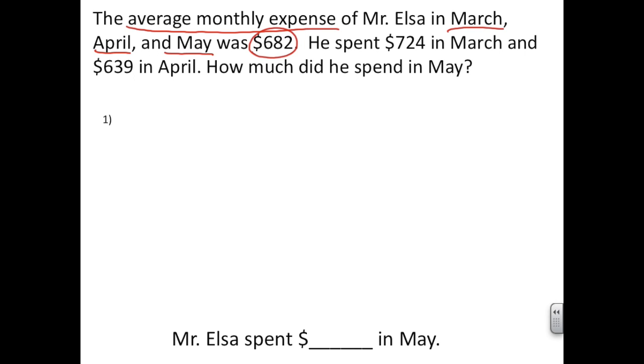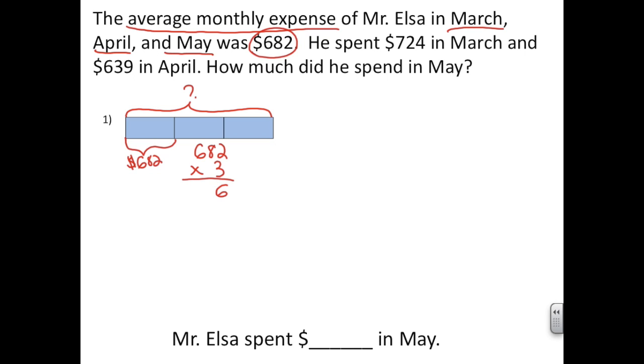So I'm going to begin by drawing my first bar model. It's going to be in 3 parts because I have 3 months. I can label each part 682 because that is the average. And since I'm given the average and I know the number of months that I'm finding the average of, I can figure out the total. So I'm going to solve for the total by multiplying 682 by 3. And I get $2,046. So that is the total of Mr. Elsa's expenses during those 3 months.